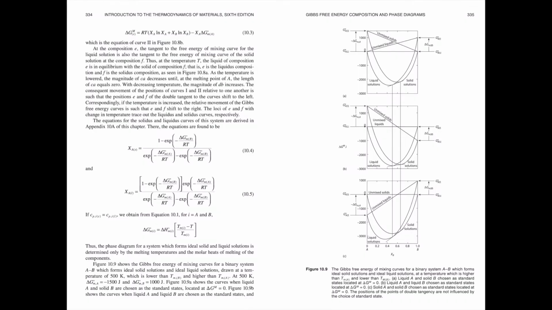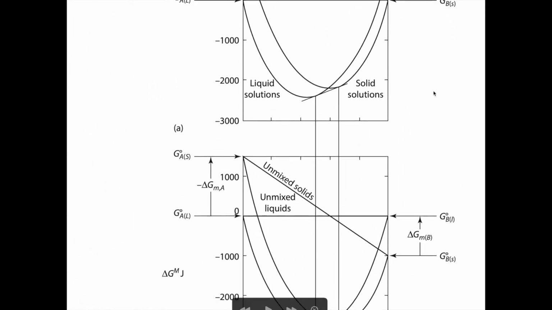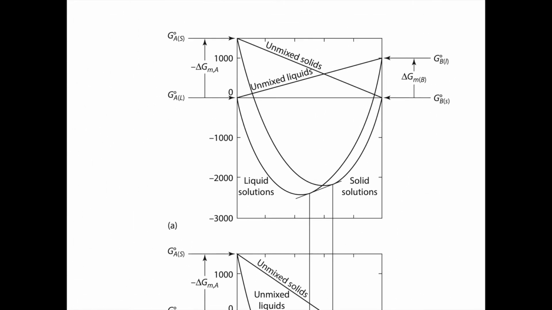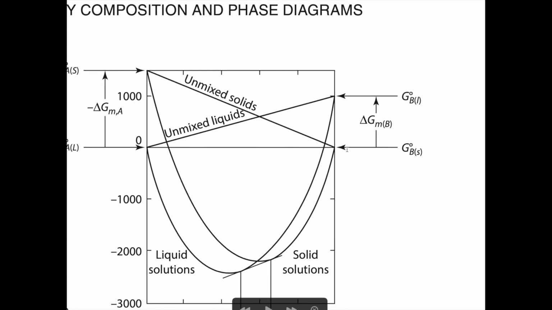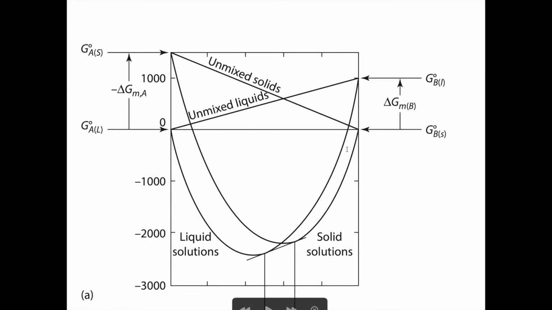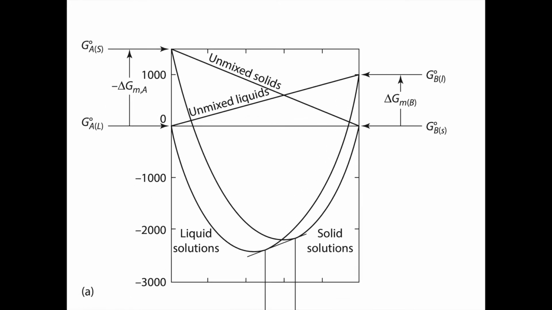So in the Gaskell textbook, pages 334 and 335, we will use this information. This is the plot that I will be discussing today on how to use this. Here there is a delta G of melting for A component and B component. So that is what I will be talking about today.